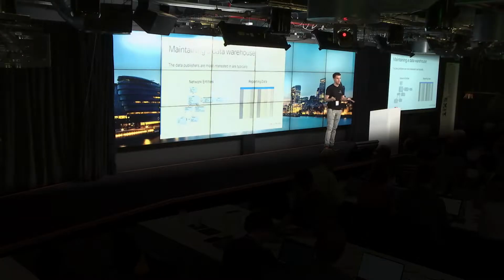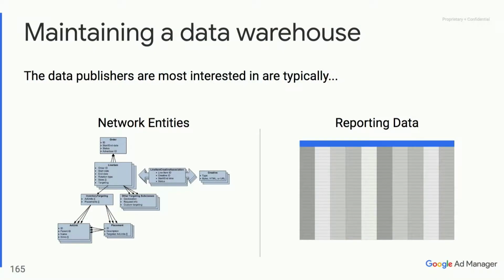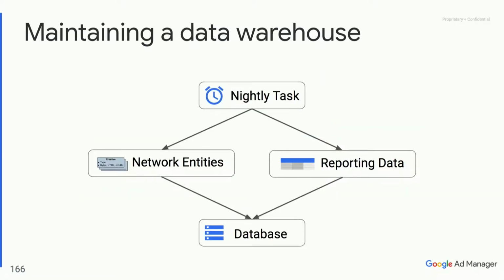Usually when we talk about data warehouses, we're talking about 2 things. People are either trying to store a copy of their network entities. This will be line items, orders, et cetera. And then the other really big use case is reporting data. So we'll look at both of these. Both of these use cases basically have the same structure. You are typically running some sort of scheduled task, and then we branch off for the 2 types of data that you might be fetching. And then at the end, you're still, in both cases, putting them in some kind of database.